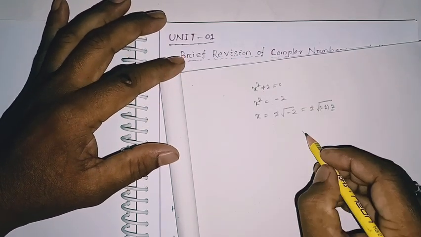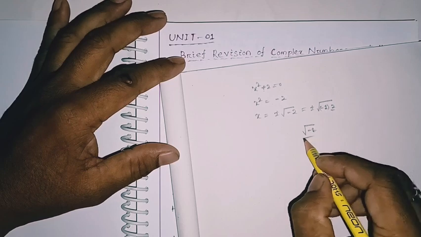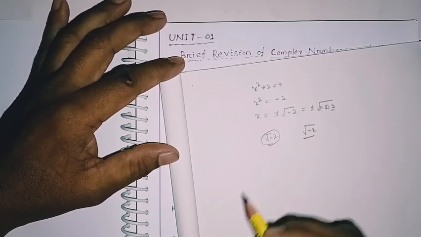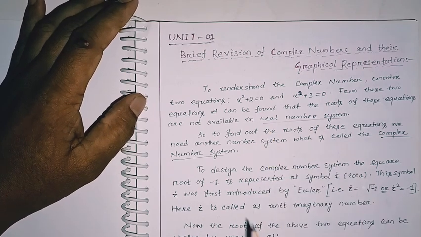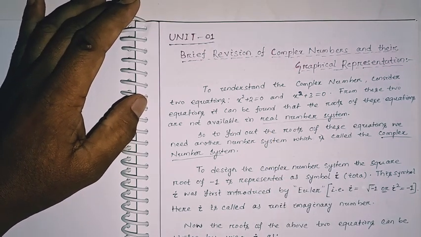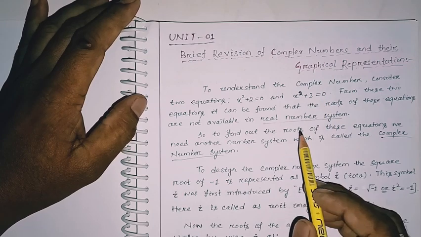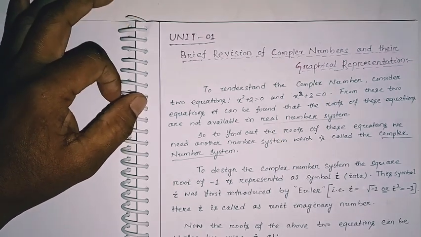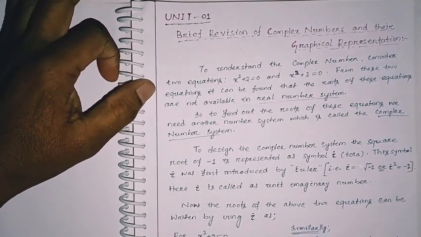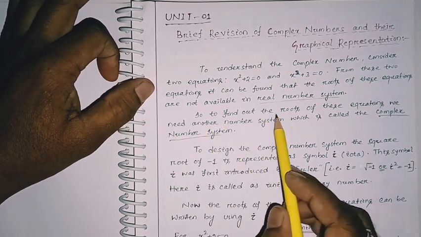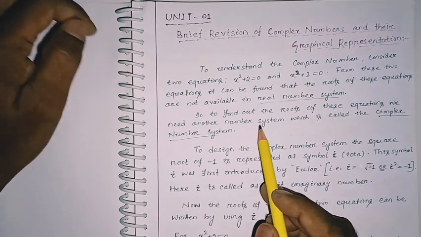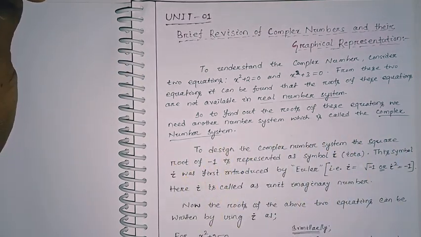But root over of minus 1, or root over of minus 2, cannot be found in the real number system. So we cannot find the roots of these equations in the real number system. To find the roots of this type of equation, we need another number system. So we need another number system which is called the complex number system.